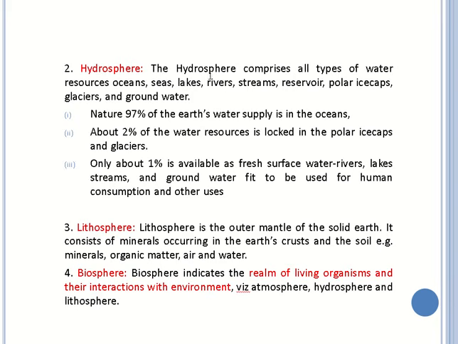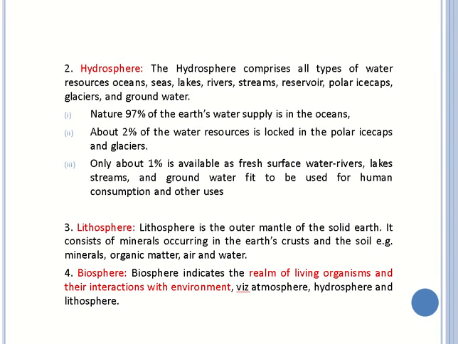Hydrosphere, what does it consist of? All the water resources present on the earth. Out of this, 97% of the earth's water supply is in the ocean, 2% is in the form of polar ice caps and glaciers, and 1% is in the form of fresh surface water. So there is a very small percentage of water available. So we need to conserve our 1% fresh water, because we cannot use the other water resources.